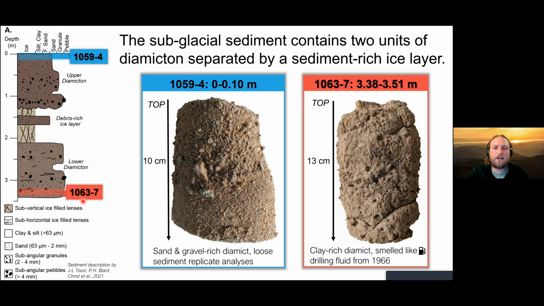Both of these are poorly sorted, homogeneous diamictons. They are rich in a lot of quartz, which is important for some analyses that I'll explain in a little bit. But the upper diamicton was slightly more coarse in grain size than the lower diamicton, which was more rich in clay.